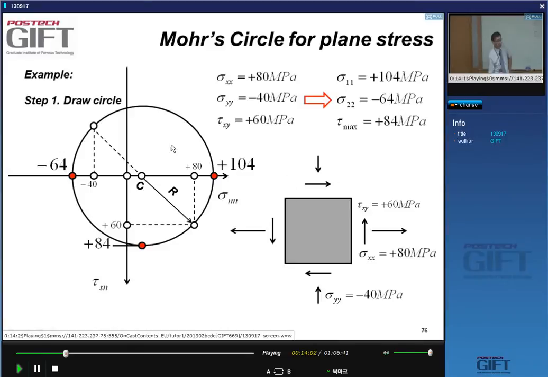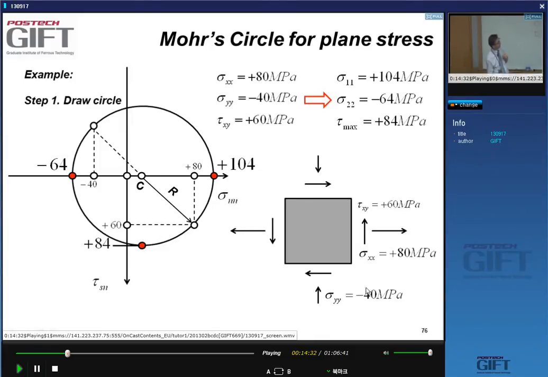On the y plane, I have minus 40 for the normal stress, so it's a compressive stress, and then the shear stress is negative here. Yeah, the negative, that's important. All right, so now you can calculate sigma 1, sigma 2, and tau max. Okay, the tau max is here.